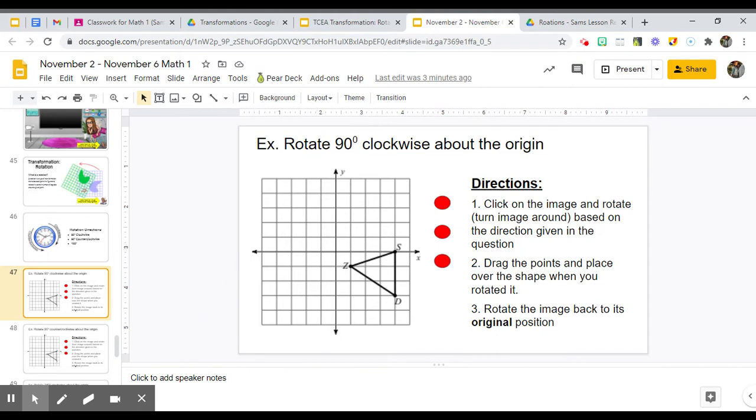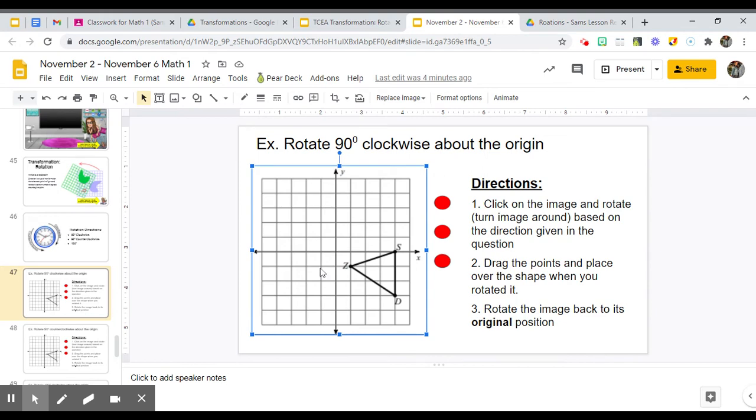It says rotate 90 degrees clockwise about the origin. So we are going to follow these instructions, but because we're virtual learning, we can't physically turn our papers. We can turn our computers, though, if you would like to do so, which we will get through as you start taking your test. But I couldn't show you how to turn your computer at the moment with me recording my screen. So we're going to physically turn around the picture here.